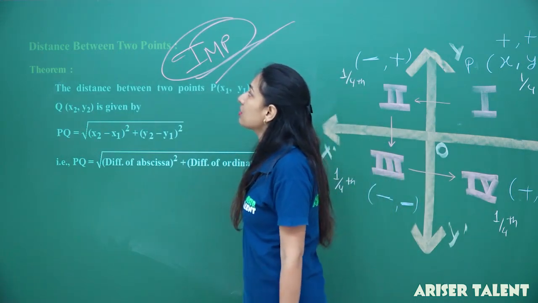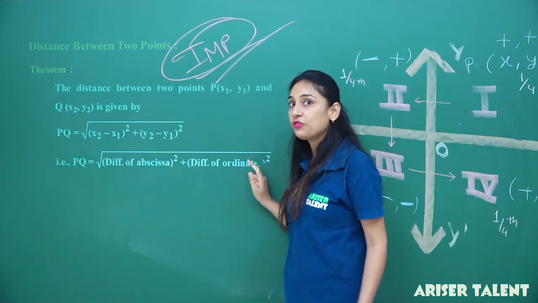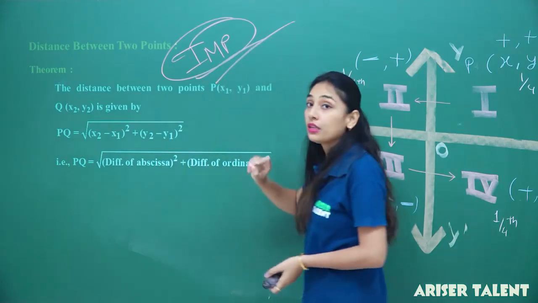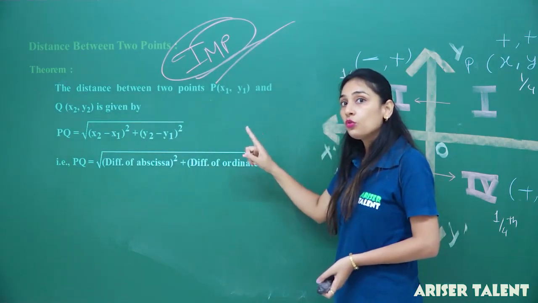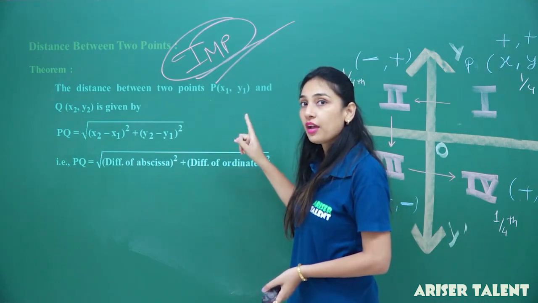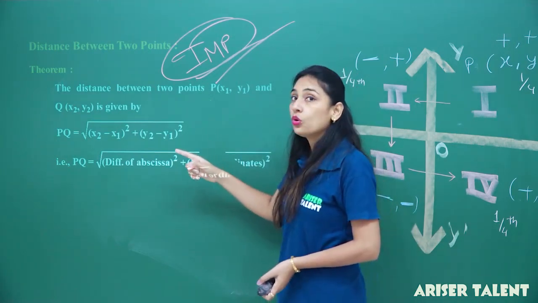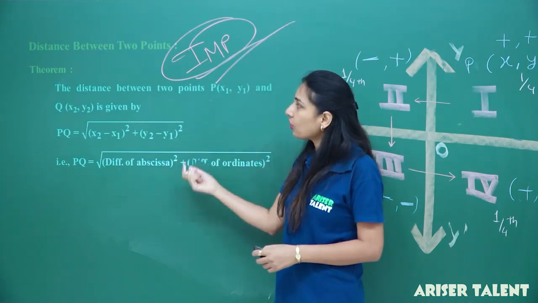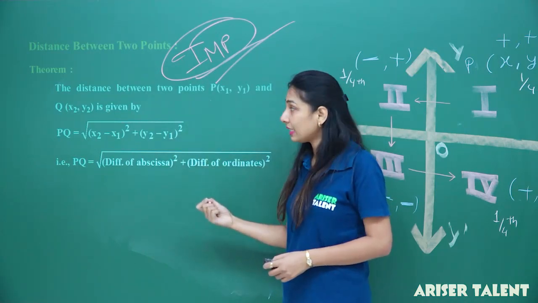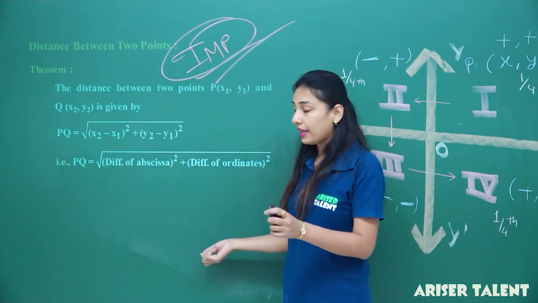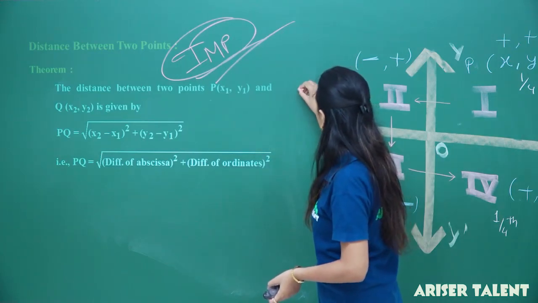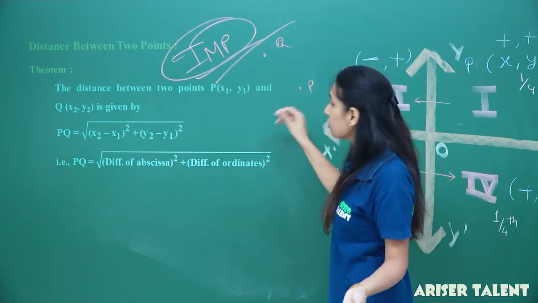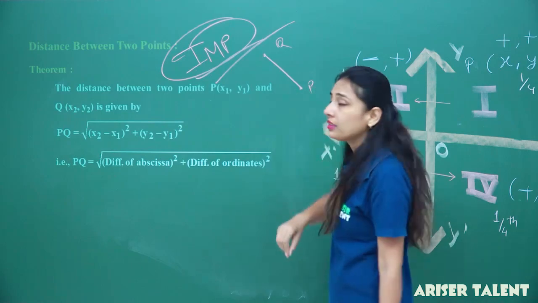Okay, now what is this? Distance between 2 points. This theorem is the distance between 2 points P and Q. Now I am having a point P whose abscissa and ordinate are x1 and y1, and a point Q whose abscissa and ordinate are x2 and y2. Wherever they are, the distance between these 2 points will be the line joining them.